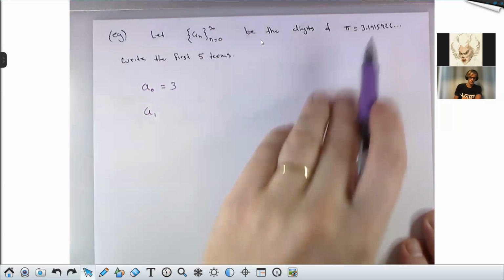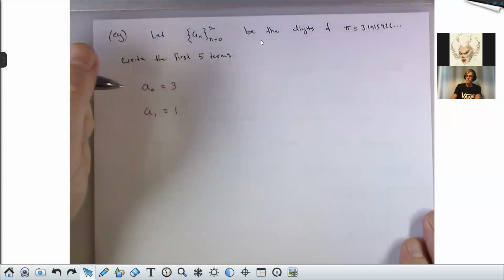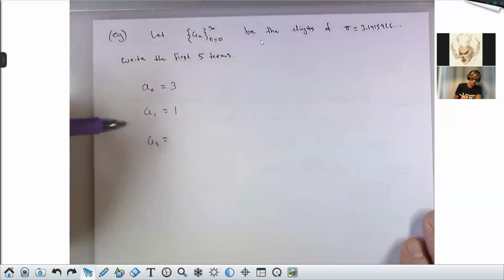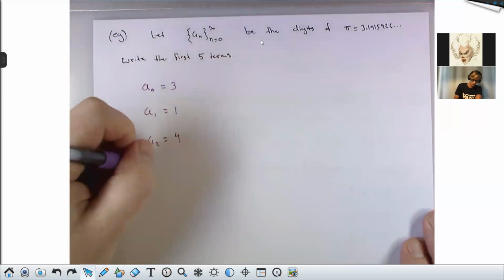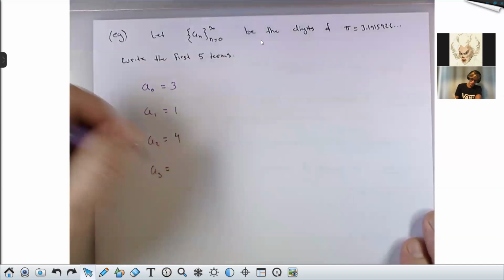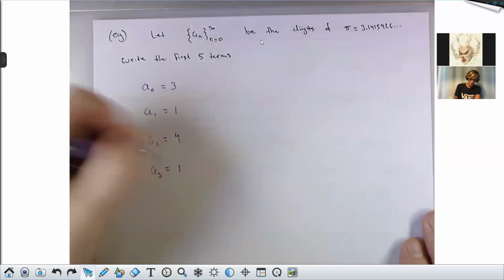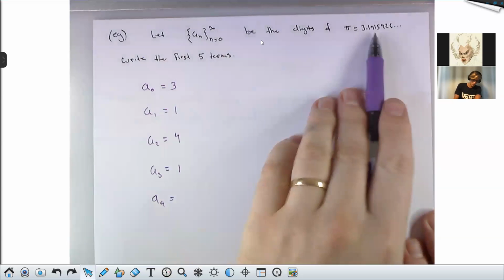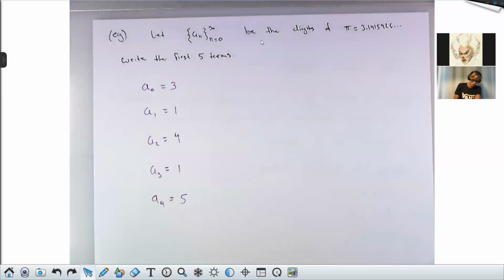The next digit of pi is 1. So A1 would be 1. A2 would be the digit of pi that comes right after A1, which is 3.14. A3 would be the digit that comes after the 4, which is another 1. And then A4 would be the digit that comes after that 1, would be a 5. And since we started at 0, this is the first 5 terms.